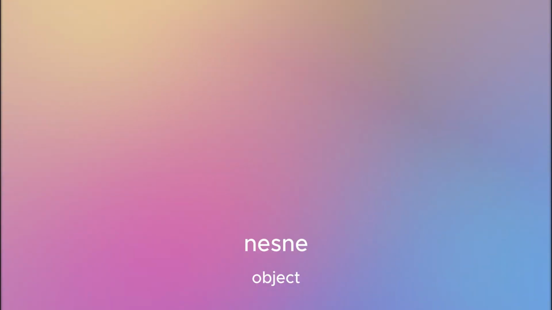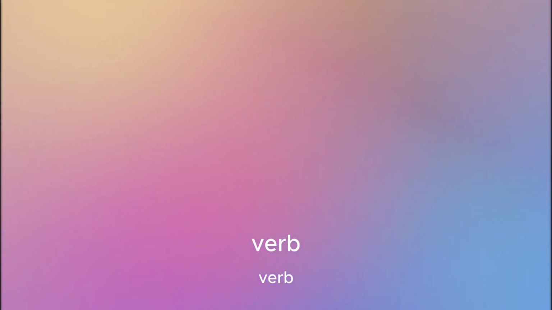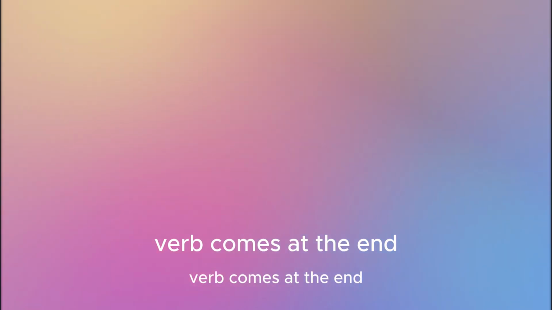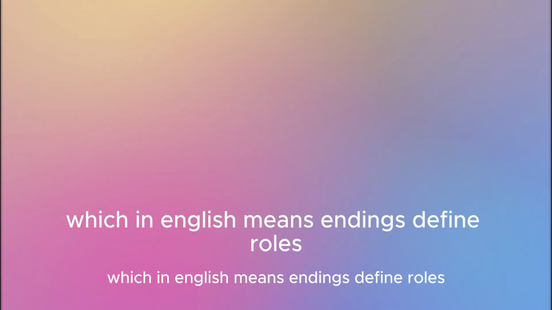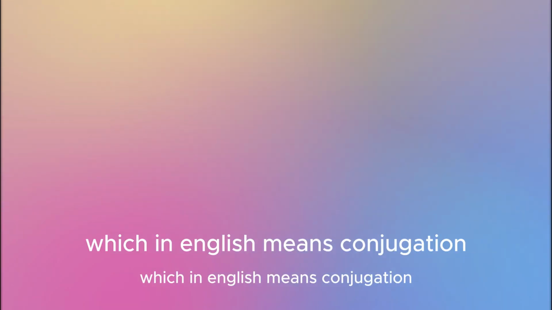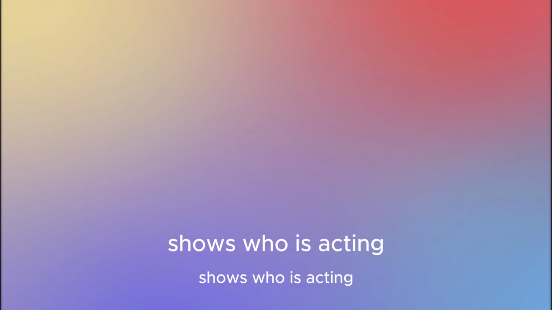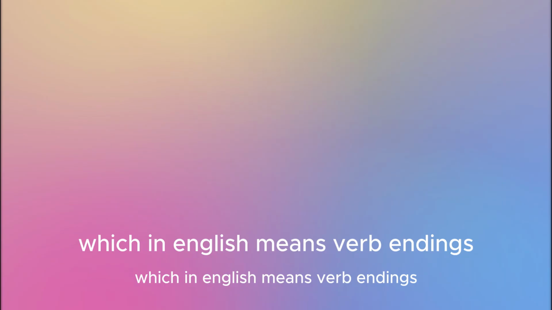Özne, nesne, fiil, which in English means subject, object, verb. Verb comes at the end, which in English means action is placed last. Suffixes show meaning, which in English means endings define roles. Verbs change with the subject, which in English means conjugation shows who is acting. Subject can be dropped, which in English means verb endings show the subject.